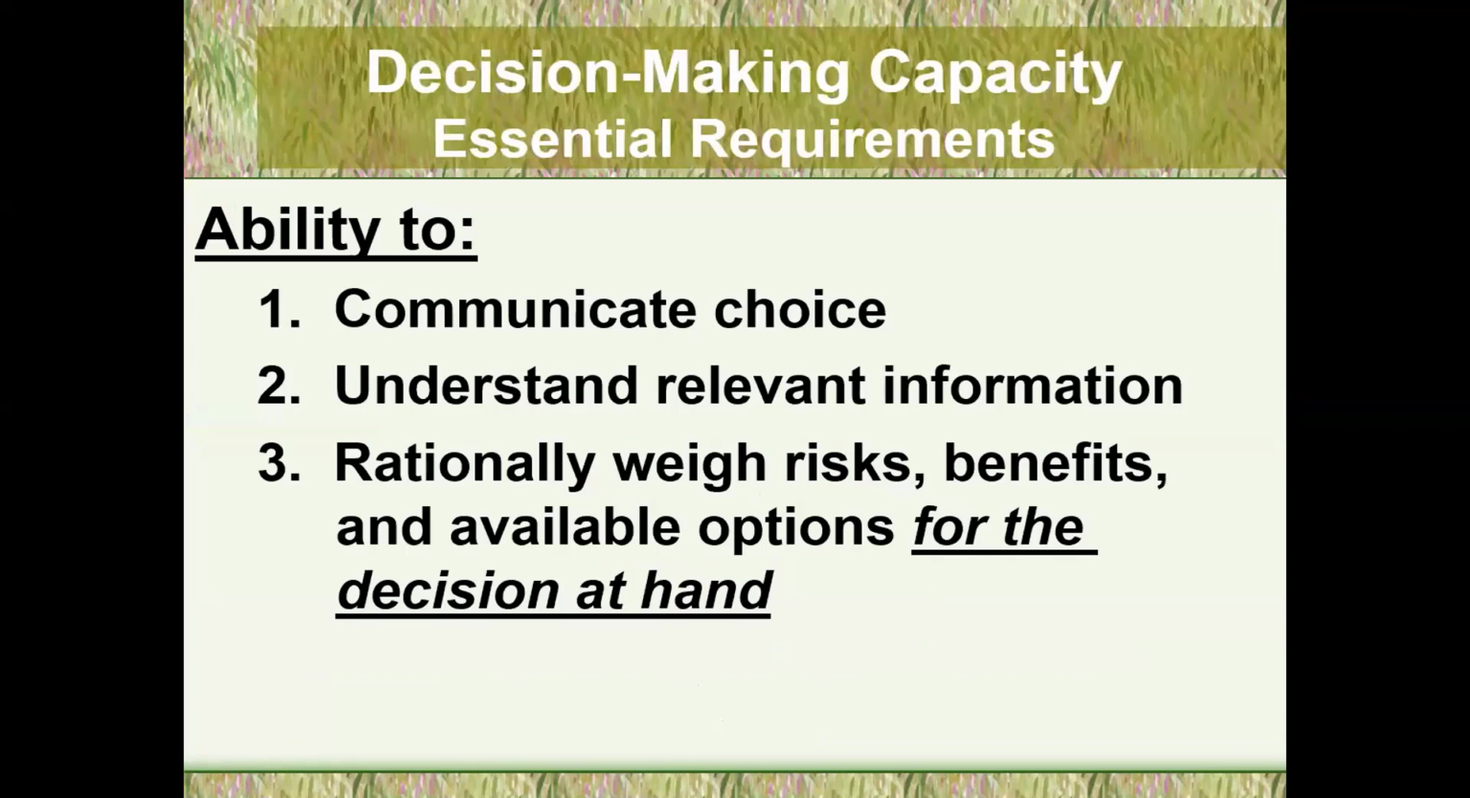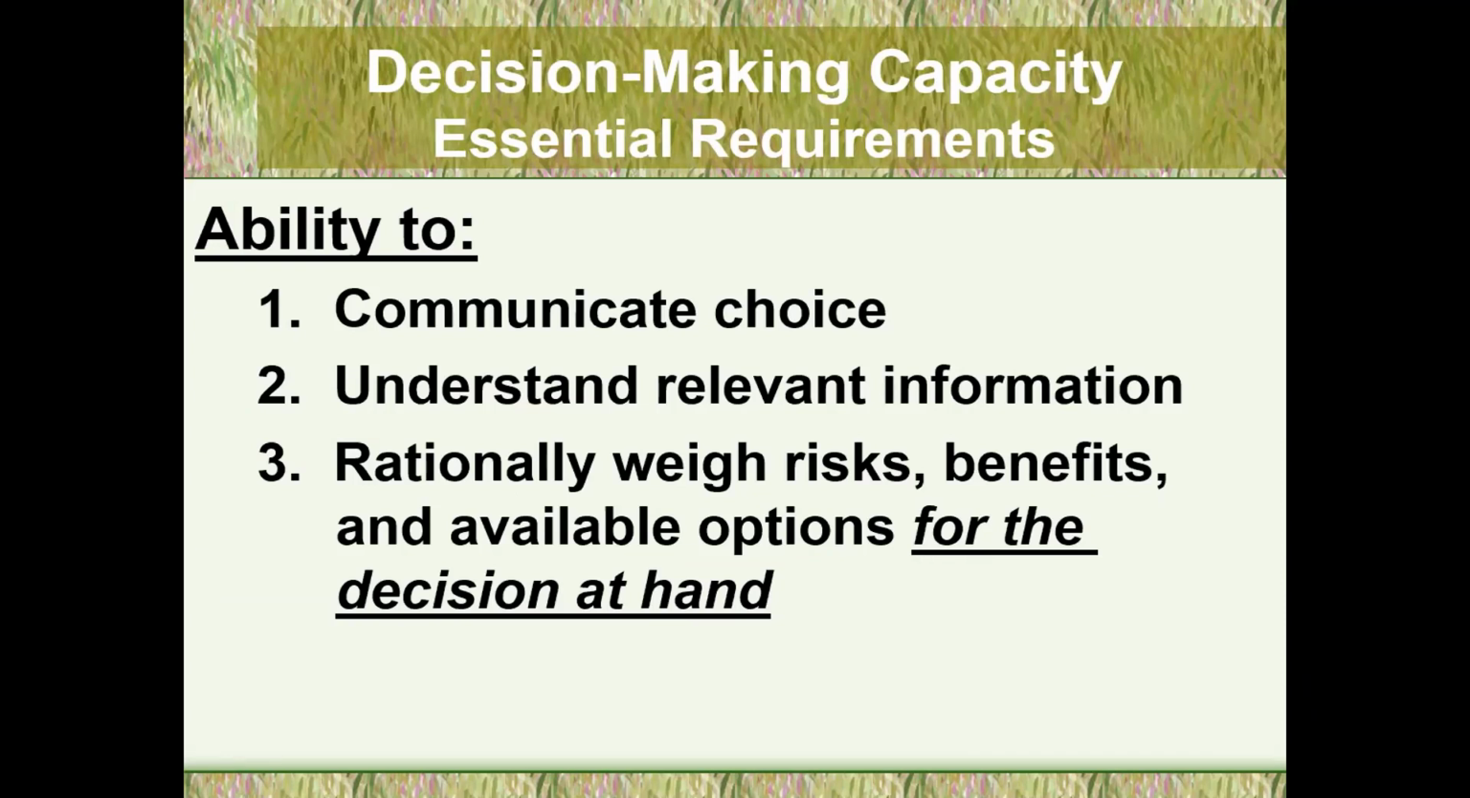Next slide, please. Decision-making capacity has really three essential requirements. Somebody has to be able to communicate their choice, and that sounds pretty obvious. If they can't communicate, then they can't indicate what their decision is. So this may play a role in hospital or intensive care unit settings where people may not be able to communicate. The person has to demonstrate that they understand the relevant information that's being presented to them and that they can rationally weigh the risks, the benefits, and the available options for the decision at hand.